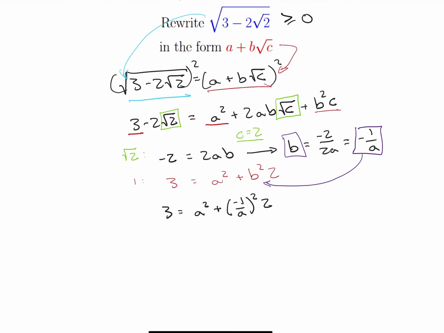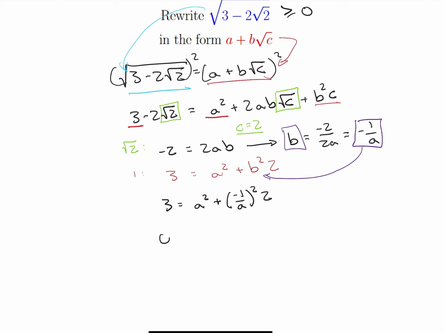And let's go ahead and move that 3 to the other side. So we're going to get 0 is equal to a squared minus 3, because we subtracted the 3 from both sides. And the negative is squared, so we're going to get plus 2 over a squared.